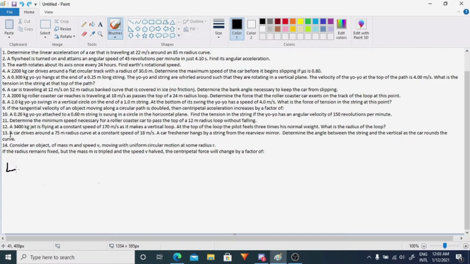Question 4. A 2,200 kilogram car drives around a flat circular track with a radius of 30 meters. I'll draw a quick sketch. The radius equals 30 meters, and a car driving around the track. Determine the maximum speed of the car before it begins slipping.